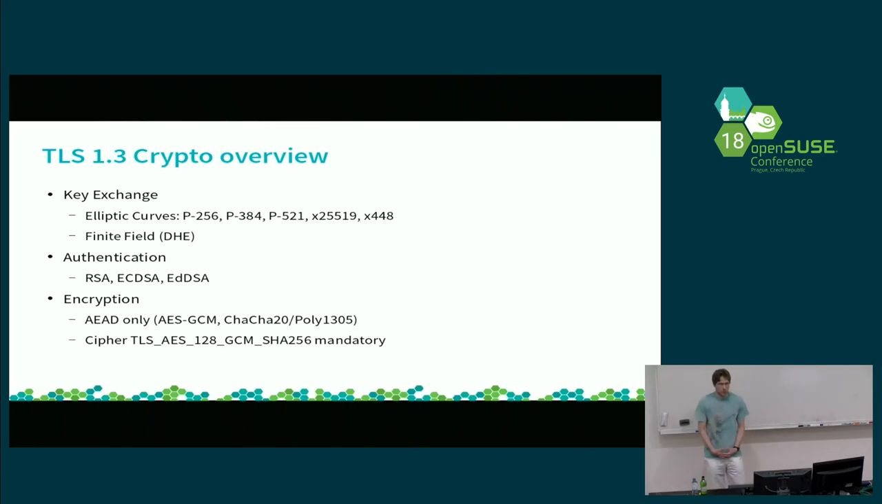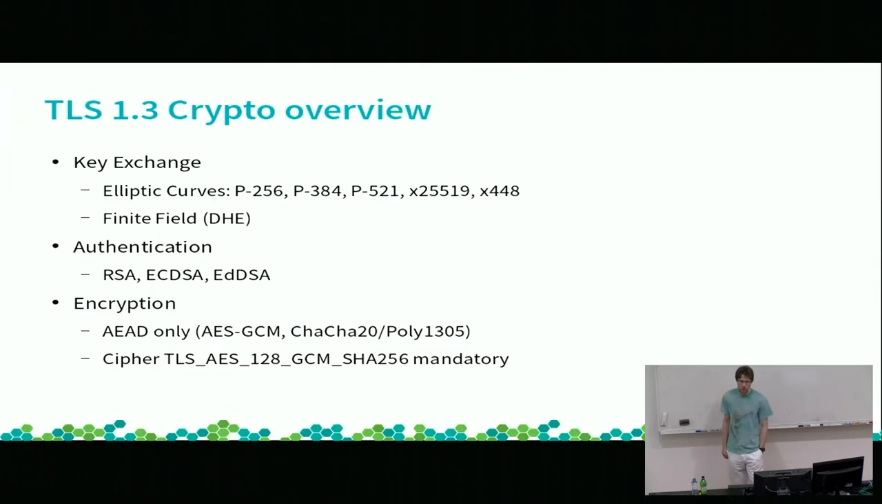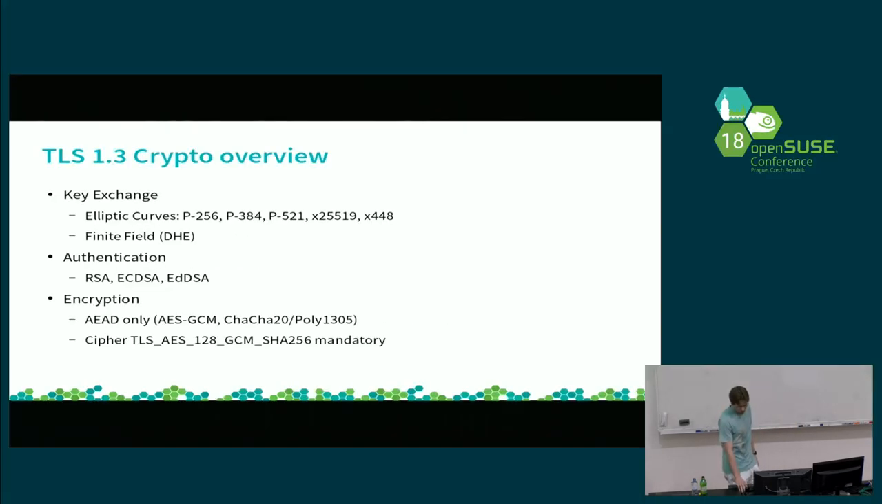Okay, so for a key exchange in TLS 1.3, elliptic curves are used. These are the NIST curves and also Daniel Bernstein's X25519 and X448. Finite field Diffie-Hellman also remained, but for example, OpenSSL didn't implement it, and they don't plan to. For authentication, RSA still can be used, but there are modern variants which could be used instead. And as I said, for encryption, everything is perfectly forward secure. We have AES-GCM and ChaCha. And this one cipher is mandatory to implement for all implementations.